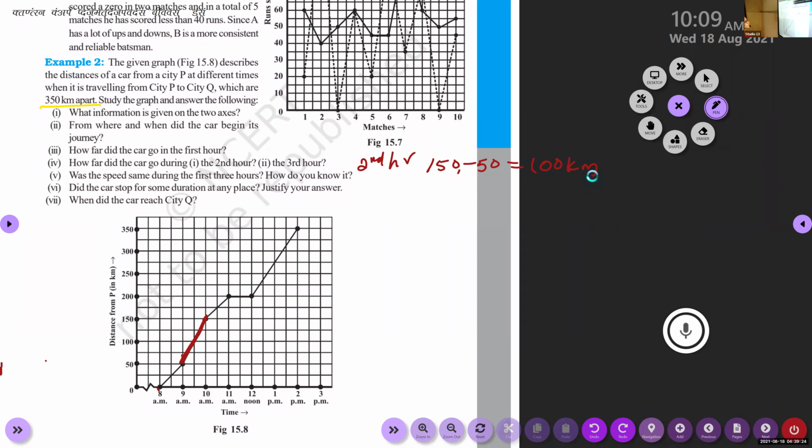Now one more question: during the third hour. Third hour means between 10 a.m. to 11 a.m. At 10 a.m., it is at a distance of 150 kilometers, and at 11 a.m. it is at a distance of 200. So only this length: 200 minus 150 is 50, correct. During the third hour, the car traveled only 50 kilometers.